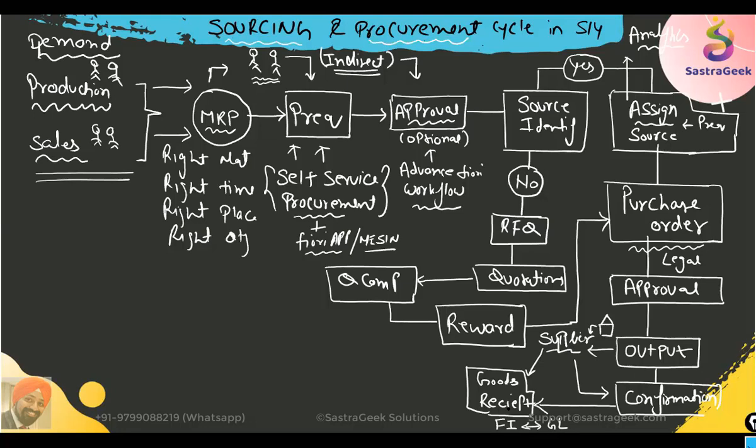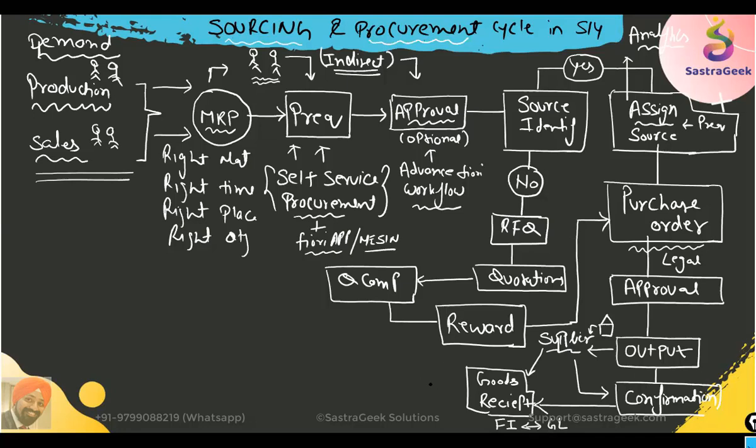Once you receive the goods, you would be able to consume them. It will link with so many other processes. It can link with WM, it can link with IM, it can link with production to get it consumed, or it can link with your sales order delivery process, from where it can consume. But we will focus on the procurement process.